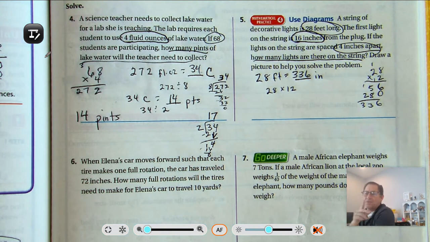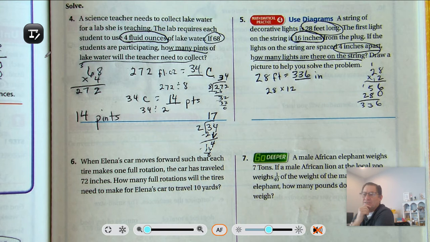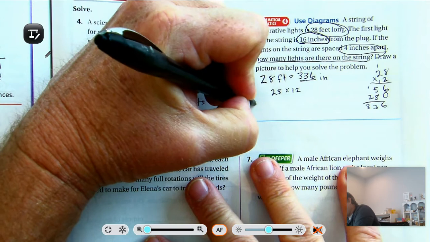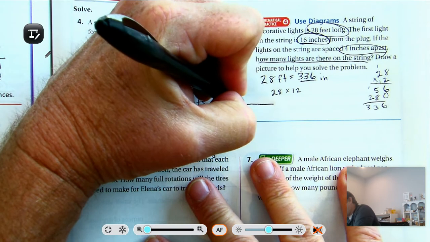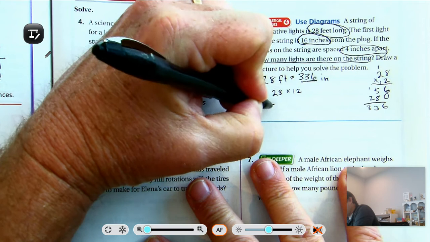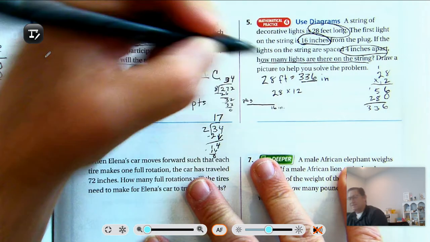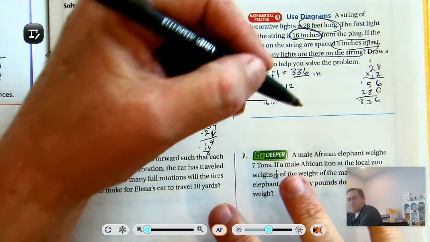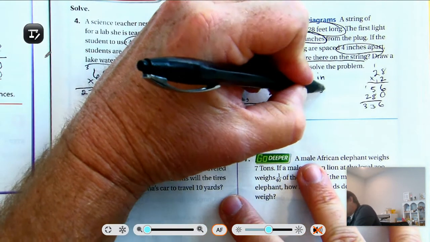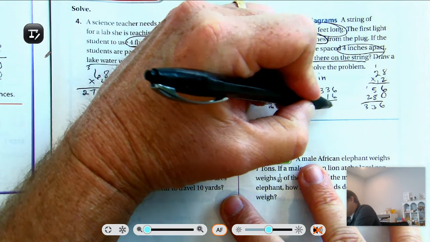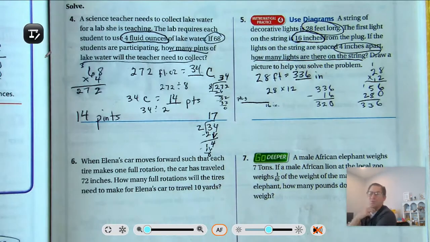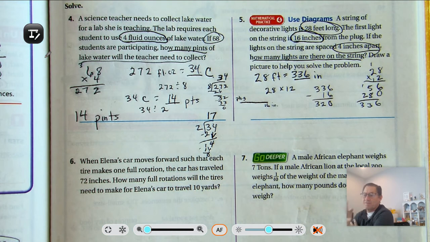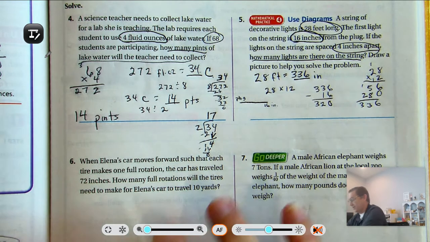Now, the first light is 16 inches from the plug. So 16 inches. Well, that means we'd have to subtract 16 from 336. So we have 320 inches remaining. And we're going to divide that 320 inches by 4, because every 4 inches we're going to put another.